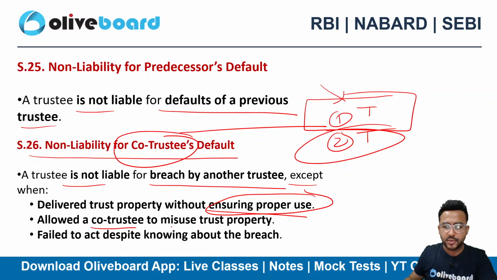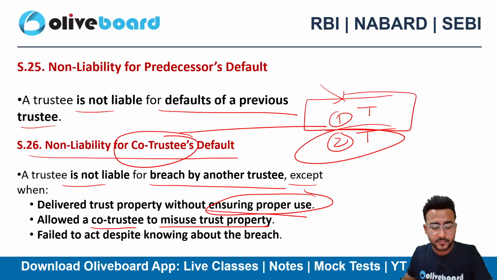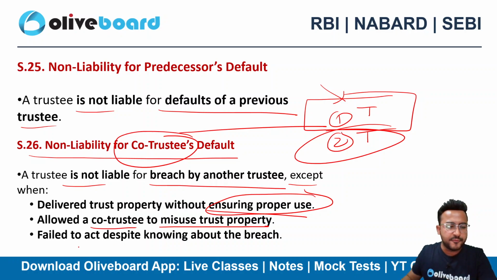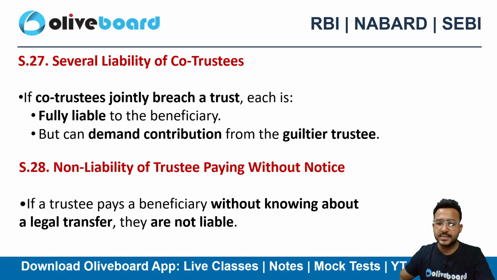Allowed a co-trustee to misuse the trust property. Let's suppose that trustee 2 is misusing the property. In that case also, trustee 1 should be aware of that, right? He should not have allowed such things, and failed to act despite knowing about the breach of trust. Okay, so these are some of the reasons here.